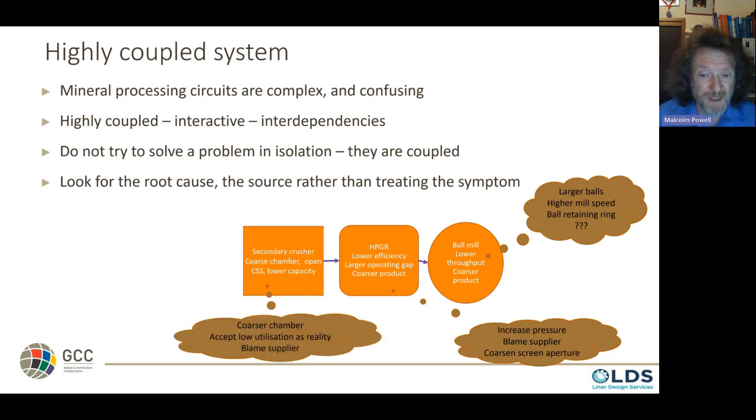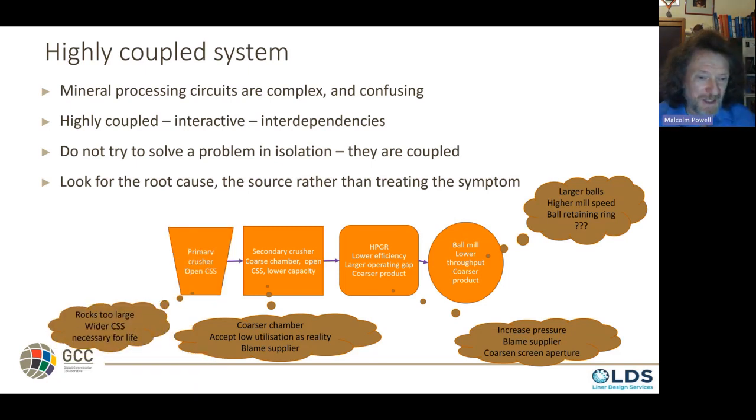As I look upstream from the HPGR, walking up the circuit, there's a secondary crusher preparing material. I notice there's a rather coarse chamber design and a pretty wide closed-side setting, and they're struggling with capacity. So they're accepting low utilization as a reality, only operating at about 50 or 60% of power utilization. Something is wrong with the design.